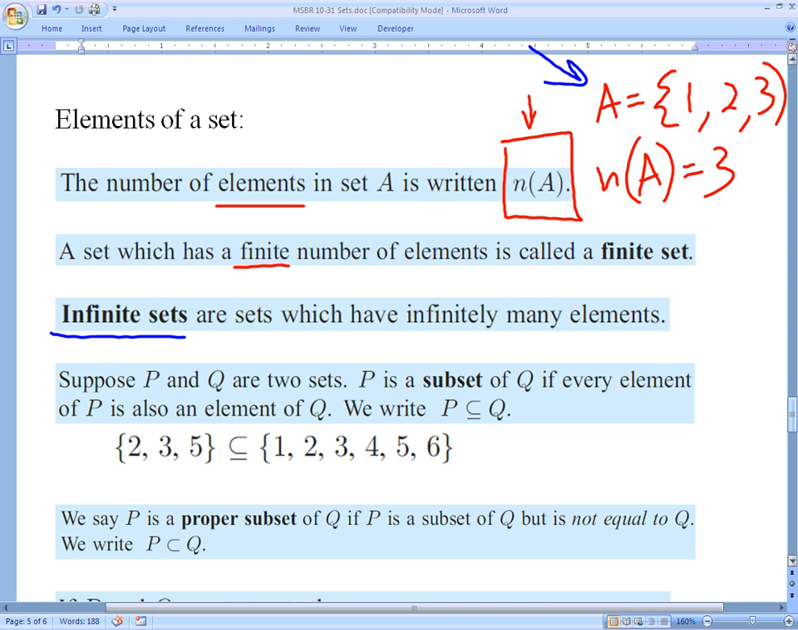Infinite sets are sets which have infinitely many elements. We just looked at the set, for example, R, real numbers. That is an infinite set because you can have infinitely many real numbers.